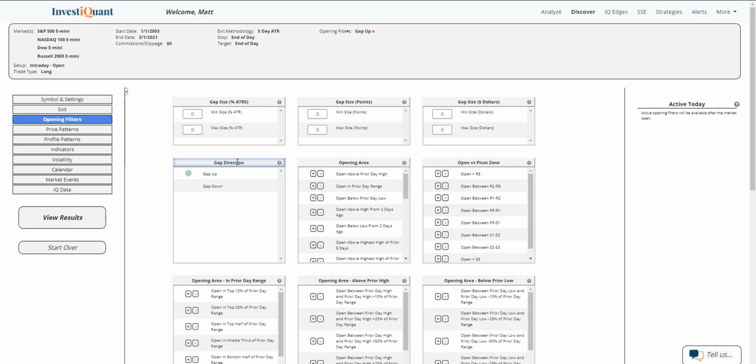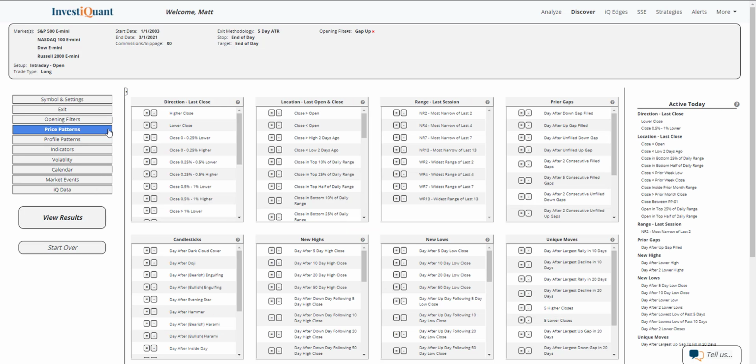Now, we're currently trading up quite a bit this morning, so I'm going to go into the opening filters, add gap up from the gap direction category. Then next, I'm going to go into the price patterns library, and I'm going to say that the prior session closed at the lowest closing price of the past 5 sessions. So I can do that just going over to the active today section and grabbing 5-day low close, first option here from the new lows category. It's also right here in the new lows category, first option. So either way, we'll add that to the test.